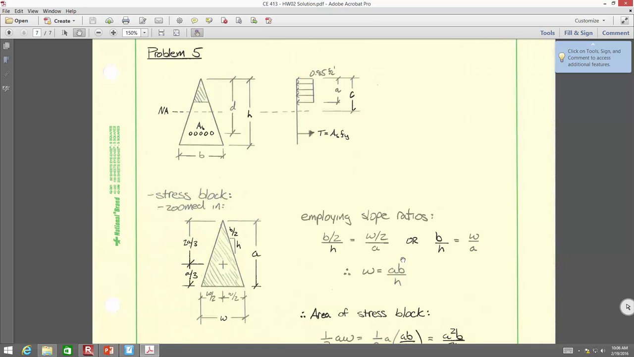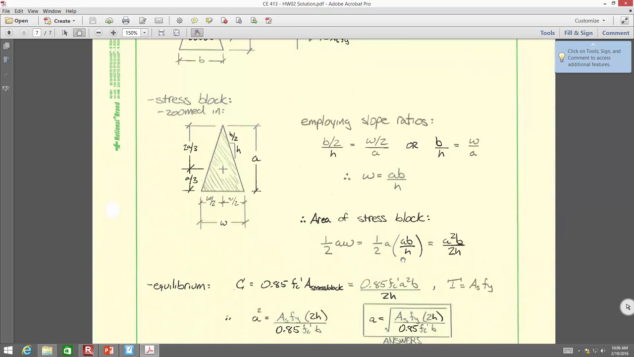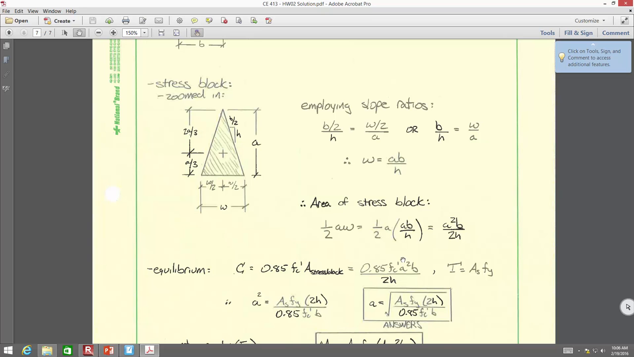Calculate the area of the stress block, 1/2 of base times height, and you get A squared B over 2H. Now you can do compression equals tension. So equilibrium: the compressive force is 0.85 FC prime times the area of your stress block. The tensile force is still AS FY, so compression has to equal tension. Set this equal to that, solve for A, and that's what you get.